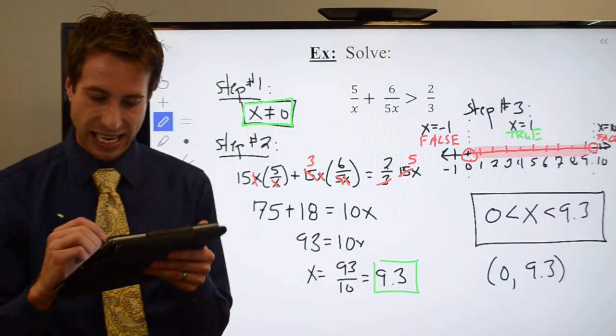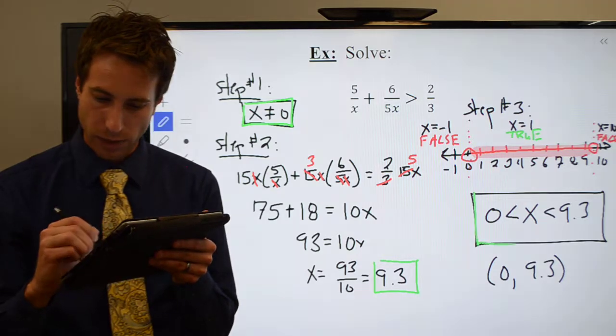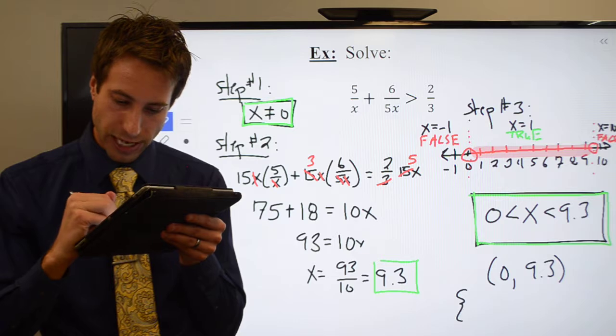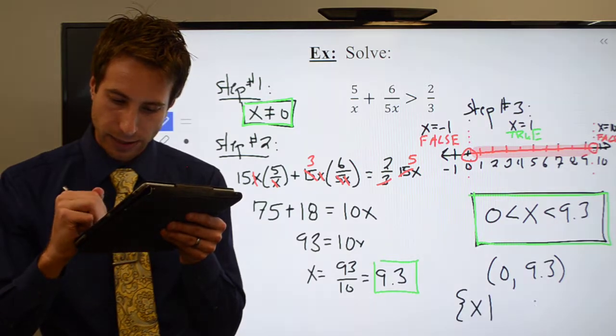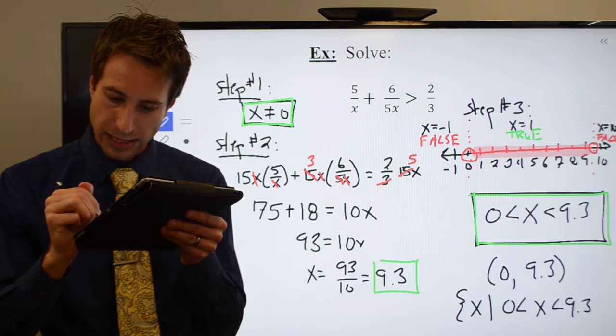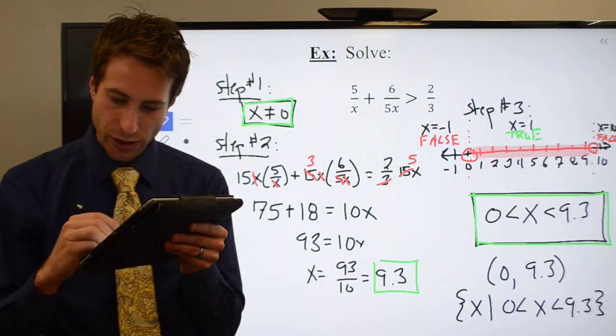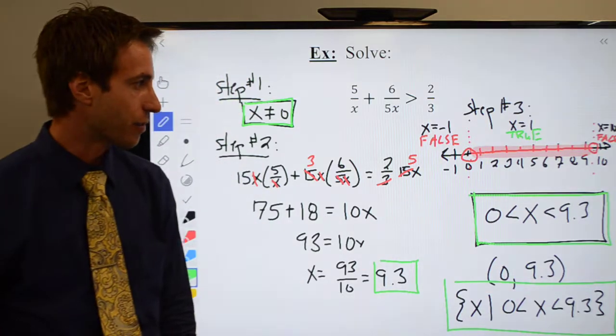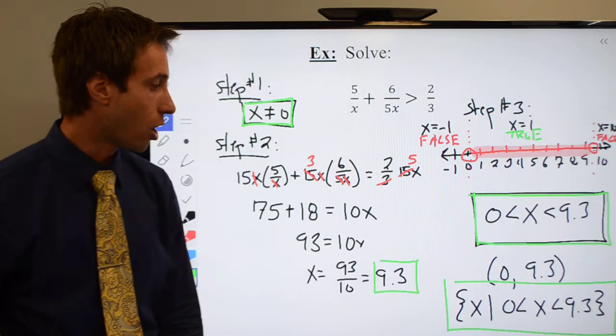But I actually, in this case, would just go ahead and do this one. You also could do set builder notation: all values of x such that x is greater than 0 and less than 9.3. Actually, either one of those would be your winners. The interval notation is not that great for this one, but either one of those would work awesome.